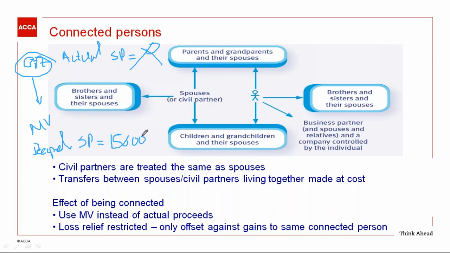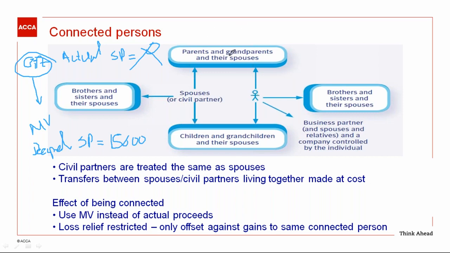Now this is the situation if the recipient of the asset is a connected party. If you have transferred the asset to a connected party, it can be even a genuine sale to a connected party, you should take the market value as your sales proceeds. So if you have sold the asset to a connected person, you have to ignore the actual sales proceeds and take the market value as your sales proceeds. Now, who is a connected person?